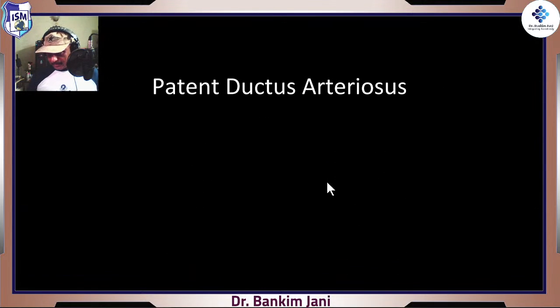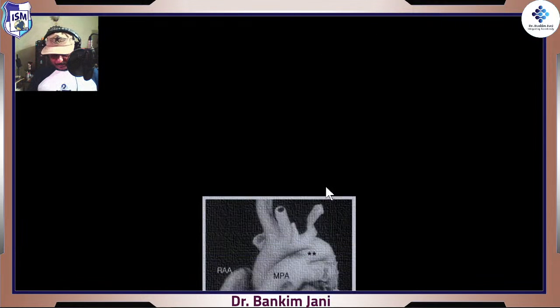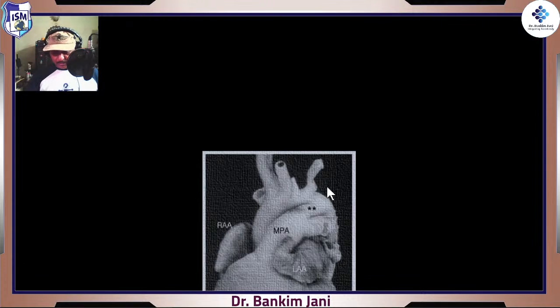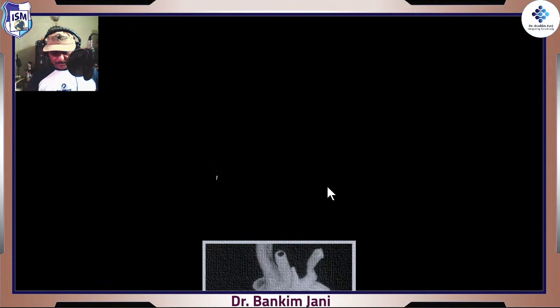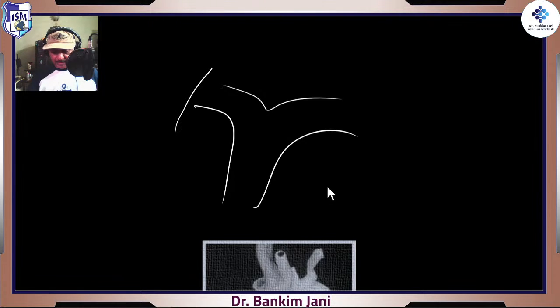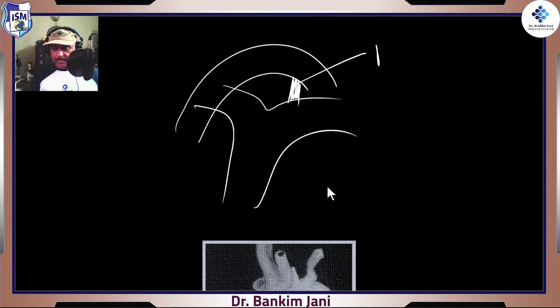Moving on to our next portion, that is patent ductus arteriosus, right? So in patent ductus arteriosus, there was the right main pulmonary artery, and then there was the aorta, and in between it is the ductus arteriosus.